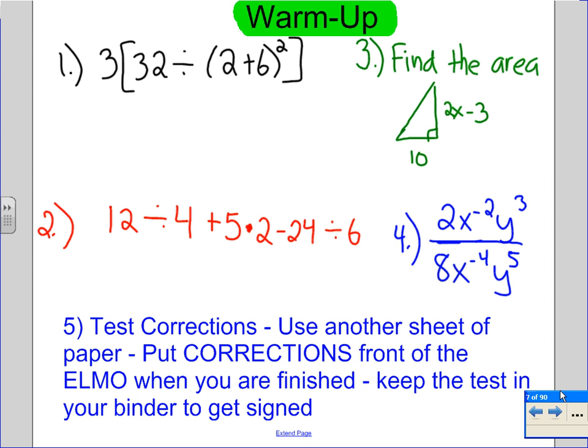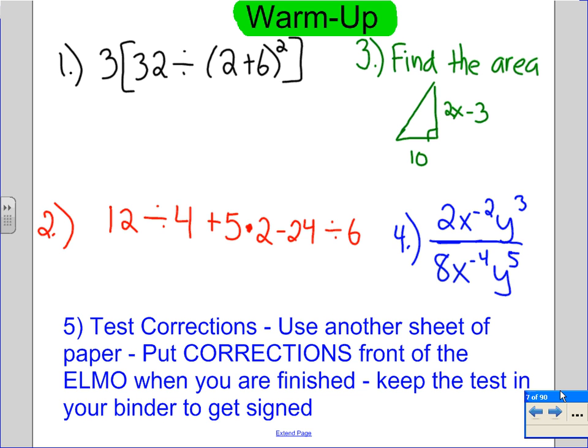So the warm-up was random. I pulled 4 different problems from different chapters. I know some of you guys forgot. I know I don't have directions up there, but 1 and 2 are OOO problems. That's just simplifying using order of operations. So anyone want to try to tell us the answer to number 1?